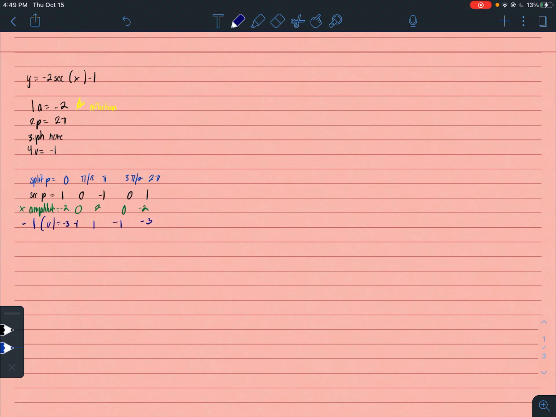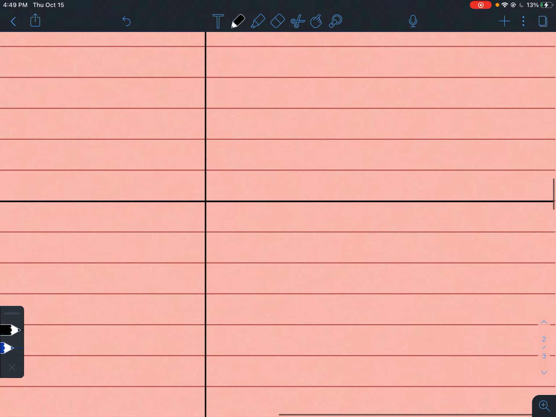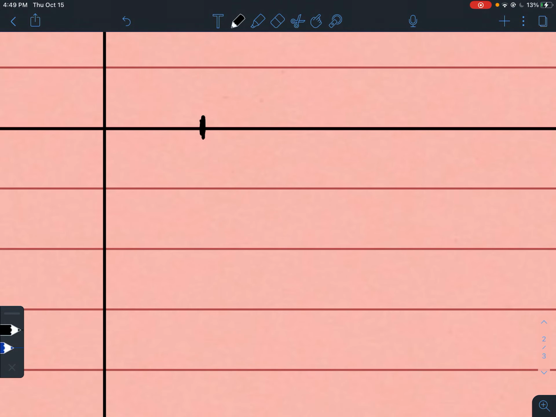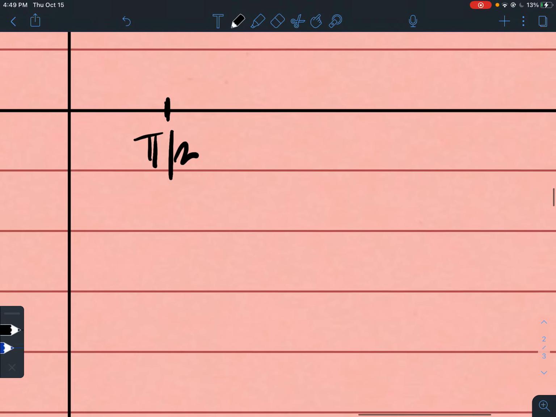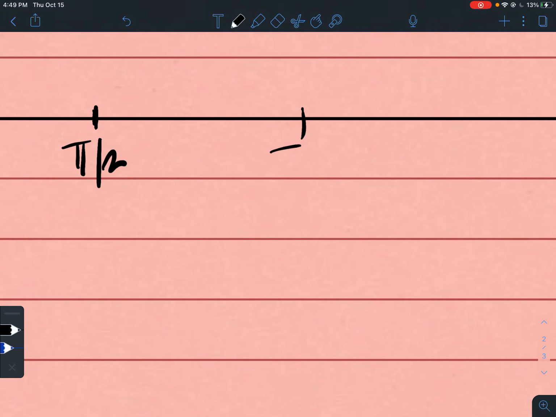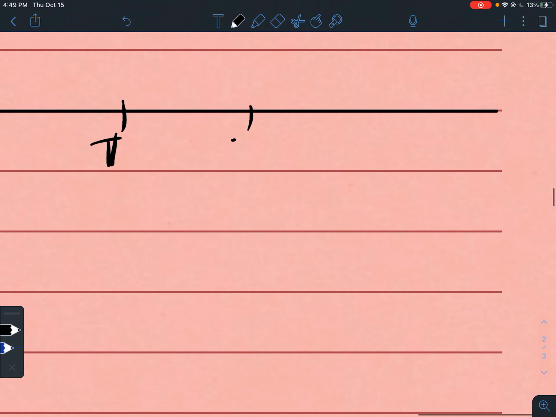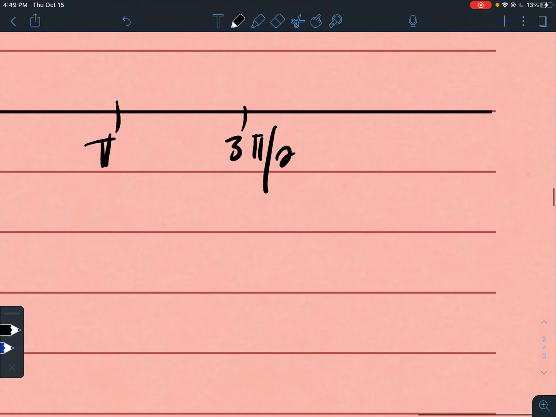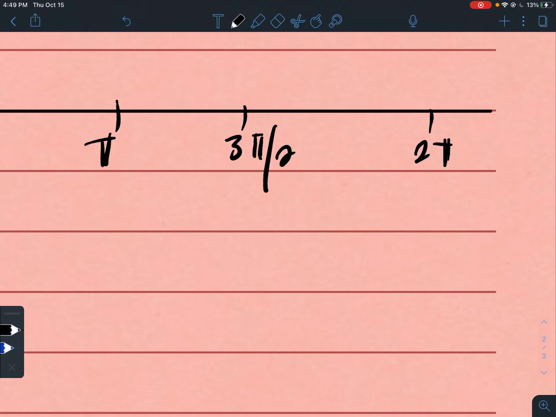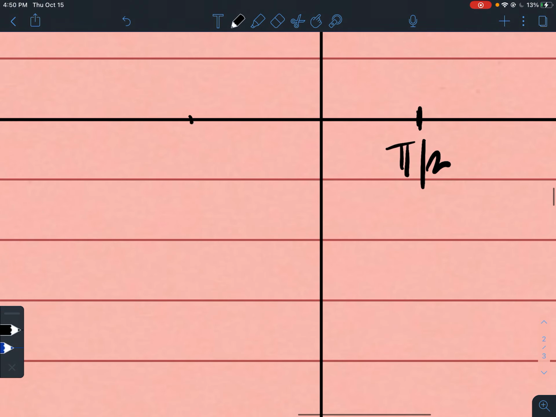Now that we have all the points, we can start graphing. This one's going to look a little more complicated than the others. The points I would put down would be pi over 2, pi, 3 pi over 2, and then 2 pi. And then you do the same for the other side.